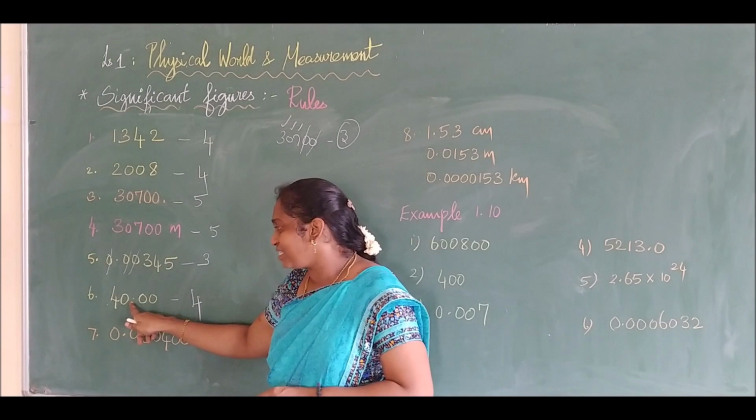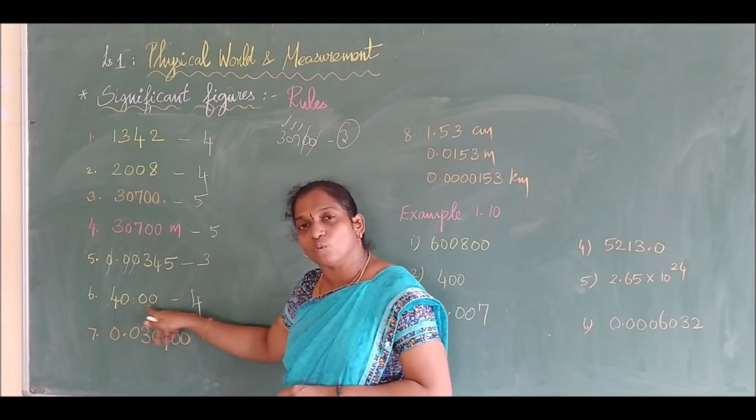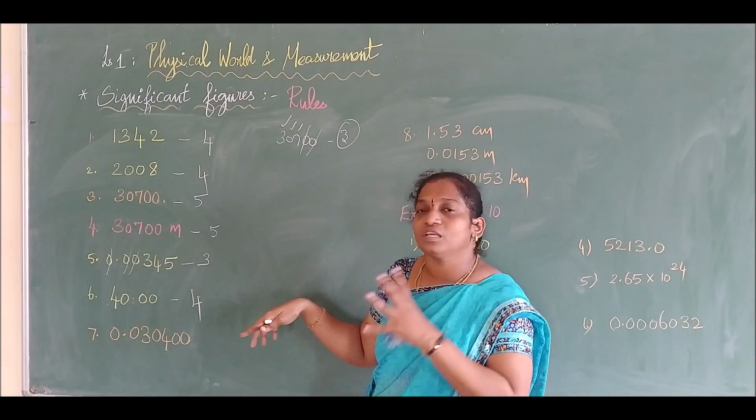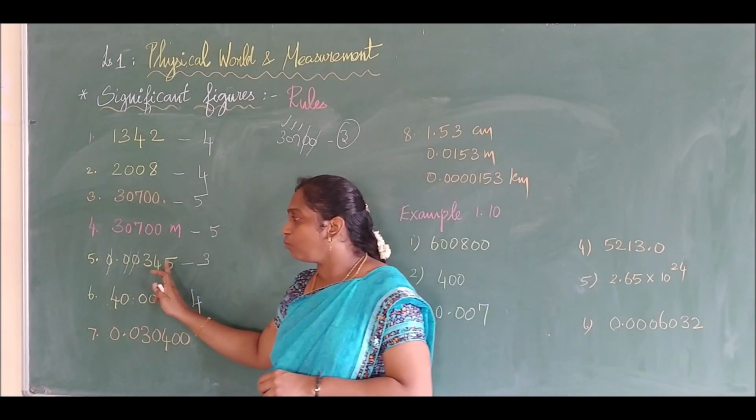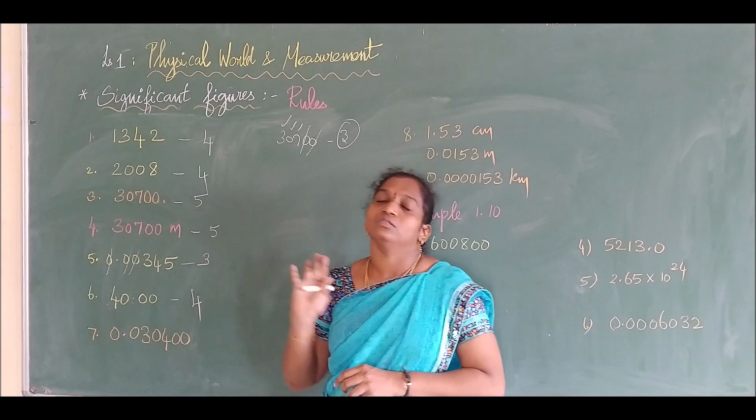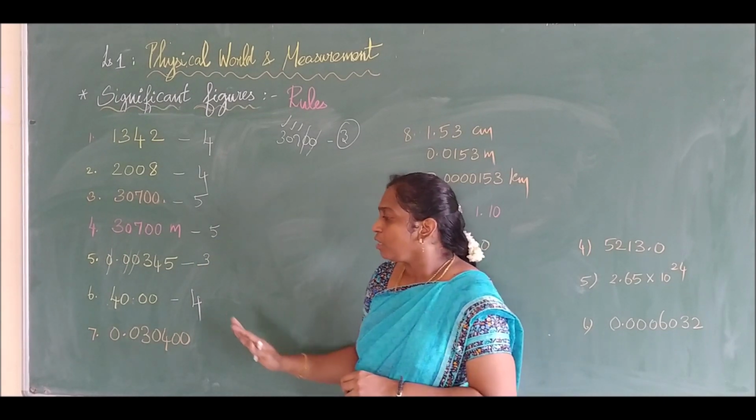Therefore, we can say that the decimals with the zeros, with what? Decimal points are said to be what? Significant. Therefore, greater than 1 means we have to calculate. Lesser than 1 means we should remove the zeros. Is it clear?